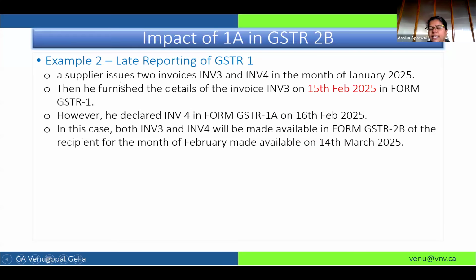Now, this is another example for the late reporting of GSTR 1. Again, taking the example of two invoices. Here is invoice 3, which is furnished on 15 Feb 25 in GSTR 1. However, invoice 4 is declared on 16 Feb 25. Here, both the invoices are after 11 Feb. As both the invoices are after 11 Feb, therefore, they will be auto-populated in March 25.